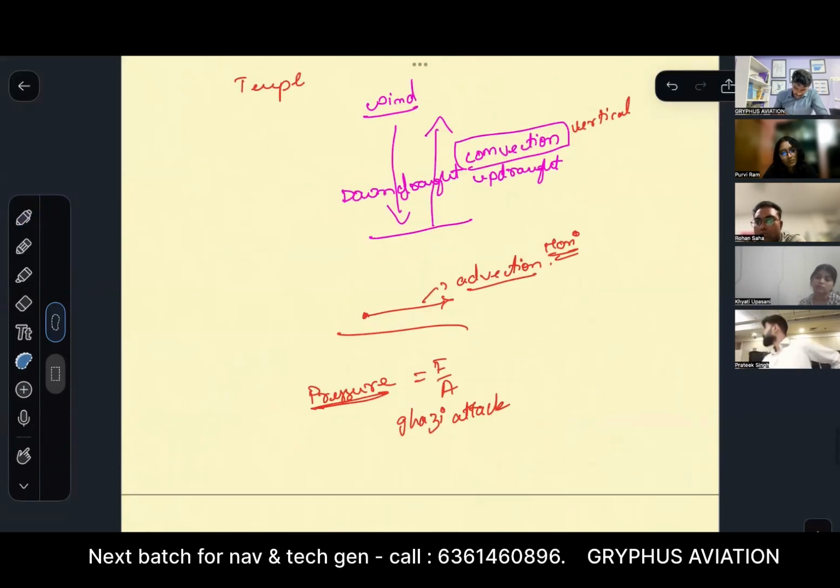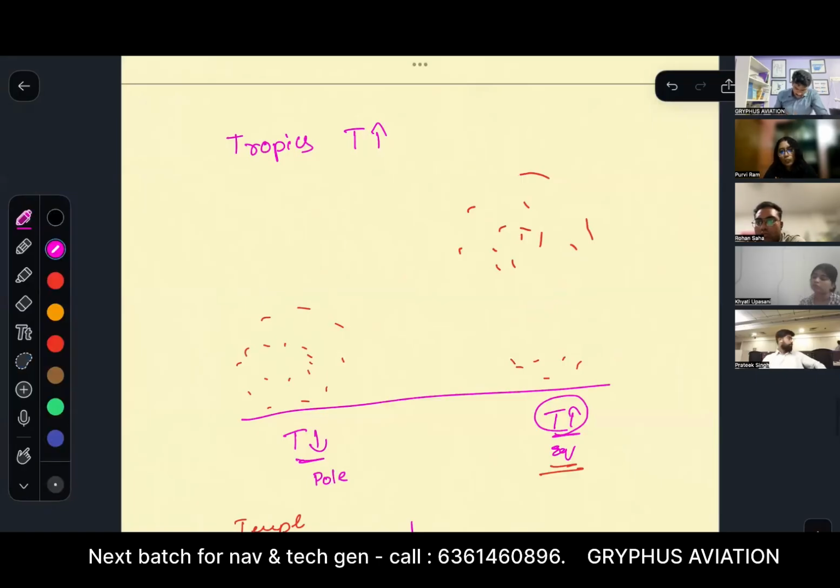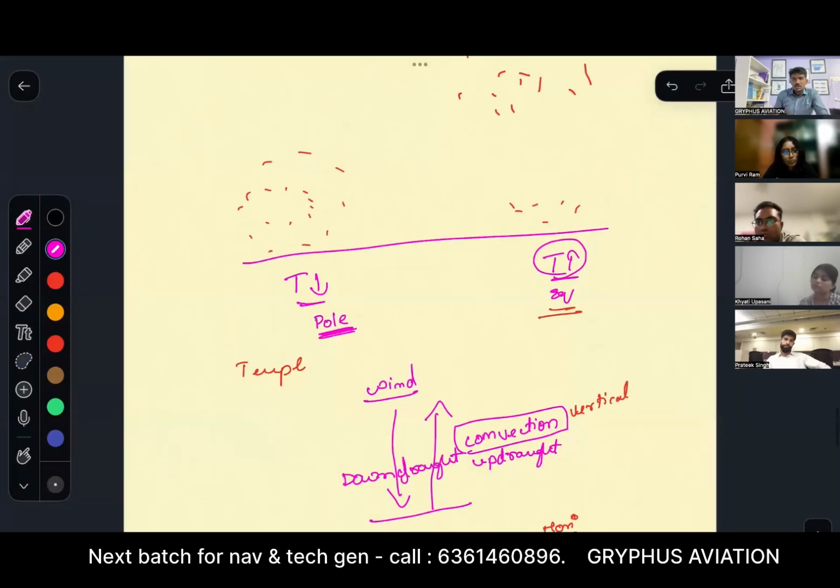So what I'm saying in this is basically, you have a pole. Pole has lesser temperature. Lesser temperature means no air is moving upper side. If no air is moving upper side, it means all the air is confined to the lower level itself. Lower level itself means a huge amount of air molecules are there, which is creating high pressure.